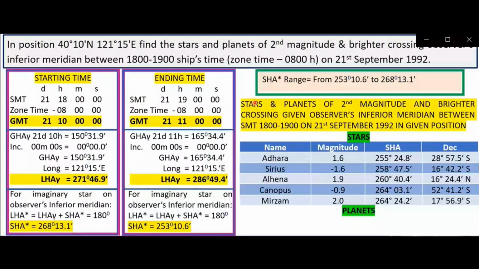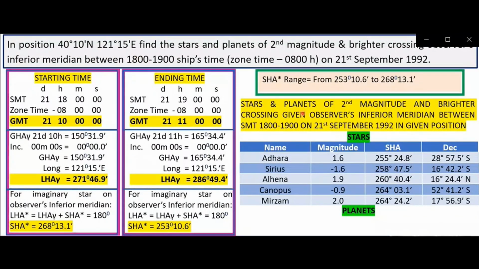So these are the 5 stars that we get, which have the SHAs. You can see they are in this range, and their magnitude you can see here. They are of magnitude 2 and brighter. So these are the stars which shall cross the observer's meridian between 1800 hours to 1900 hours ship time on 21st September for an observer in position 40 degrees, 10 minutes north, 121 degrees, 15 minutes east.